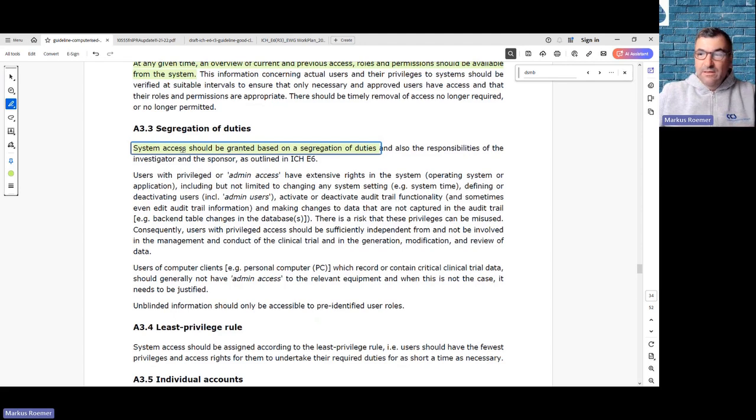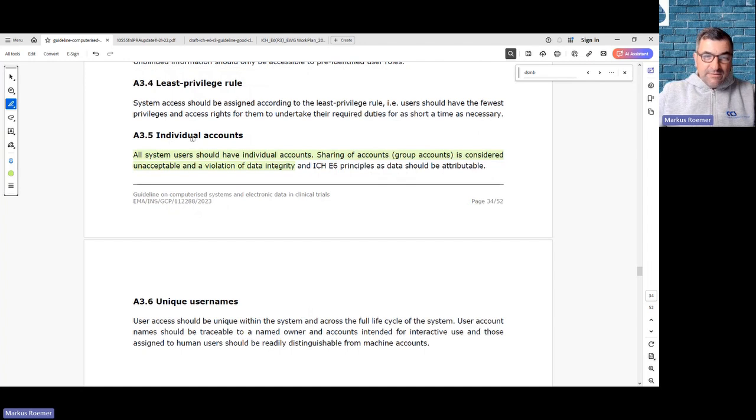Sorry, that's not GCP-like. Okay. Also, individual accounts. All systems users should have individual accounts. Sharing of accounts, group accounts is considered unacceptable and a violation of the data integrity and of the ICH E6 principles. Yes. If somebody needs that in writing, here you will find it.